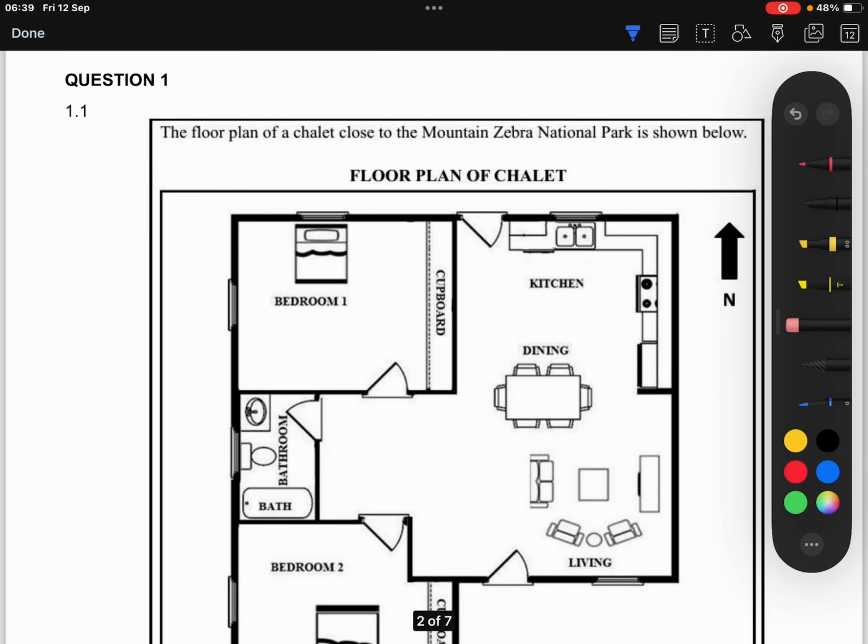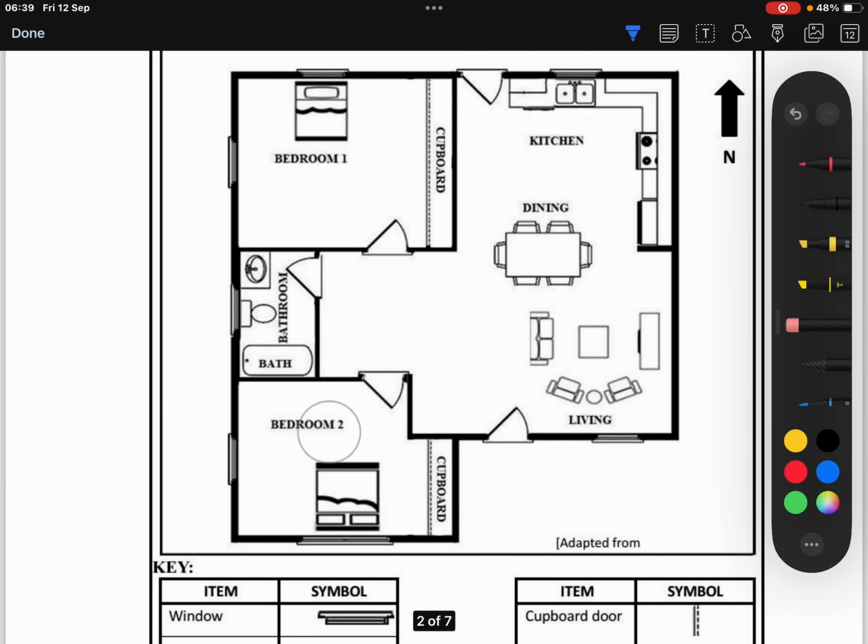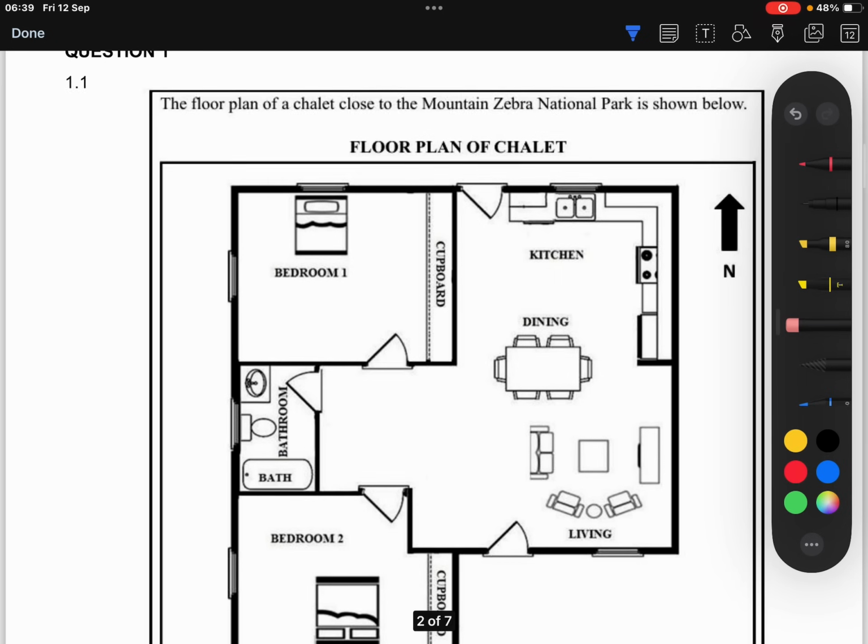Right, it says in question 1, the floor plan of the chalet close to the Mountain Zebra National Park is shown. This is the floor plan of the chalet, guys. We have 2 bedrooms, bedroom 1 and bedroom 2, the bathroom, the kitchen and the living room, right? And we're given the general directions there, guys. This is going to be north, east, south, west. The way to remember that is Never Eat Sour Worms, right? Or Never Ever Smoke Weed, right?